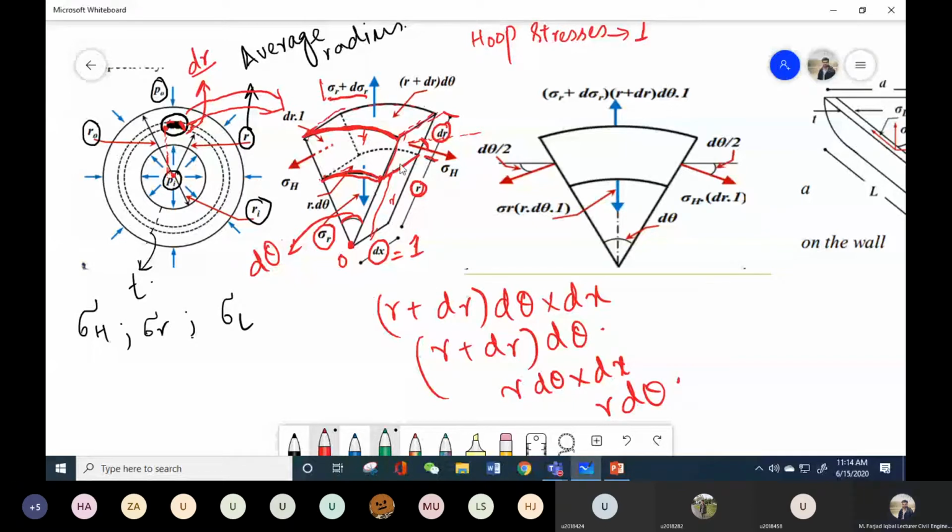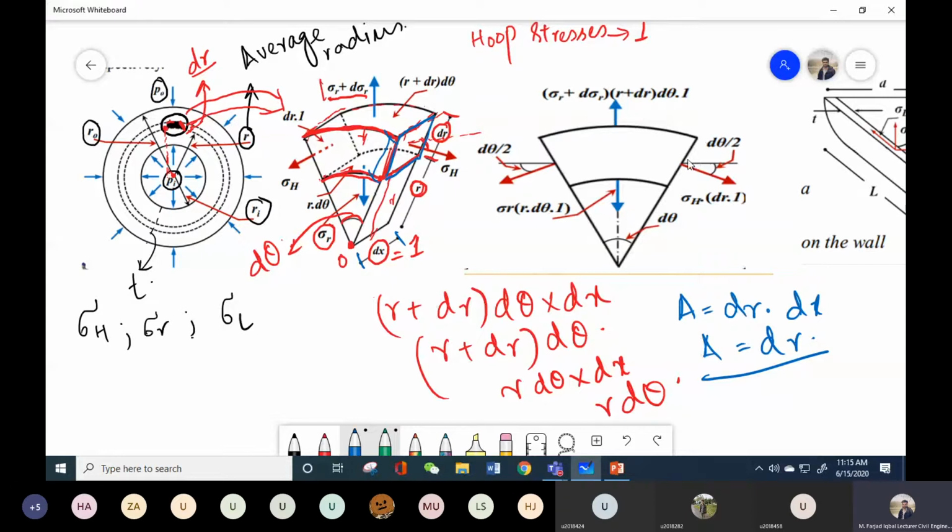Okay. And on this side, the hoop stresses are acting on this area, which I will show by these blue arrows. So what will be this area? The horizontal length is dx, and this distance is dr, right? So the area will be dr times dx. Again, dx is taken as 1, so the area is dr. So we have got the areas.